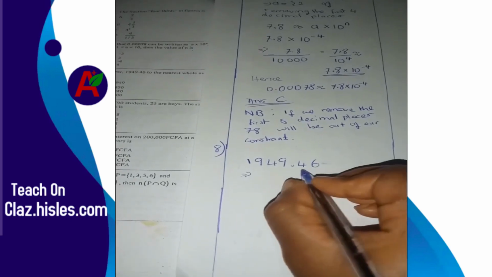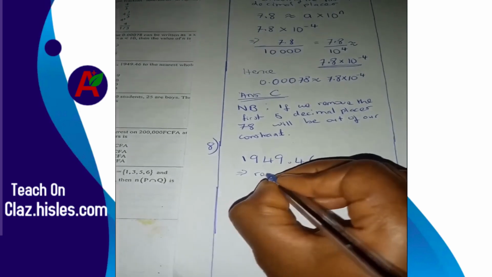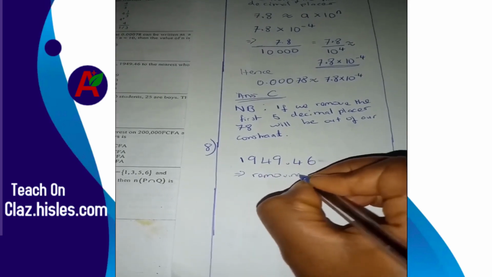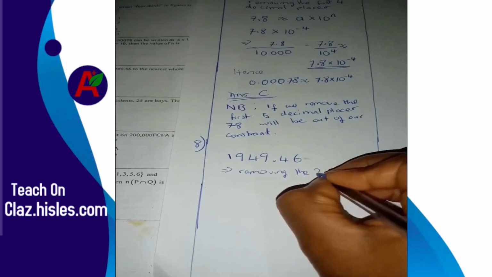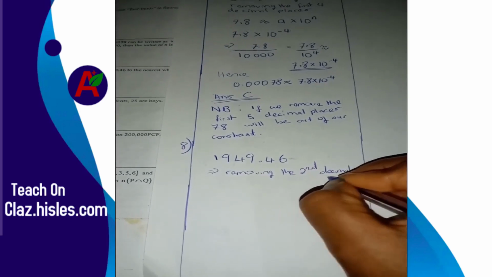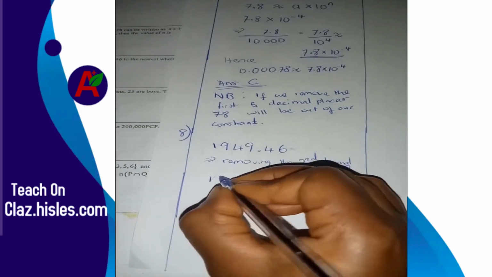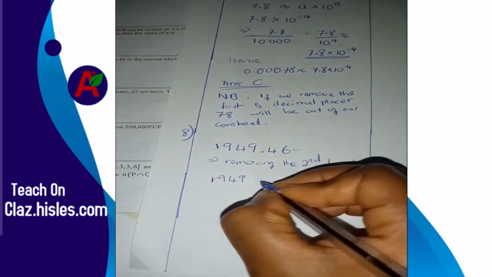So step 1, we're removing the last decimal place. How many decimal places do we have? We have 2 decimal places. So step 1, we're removing the second decimal place. We're going to have 1949.